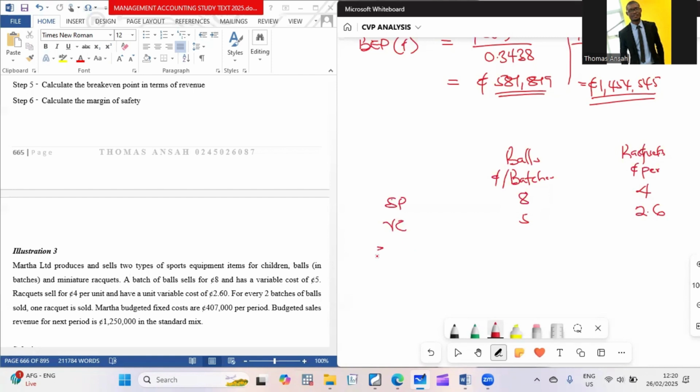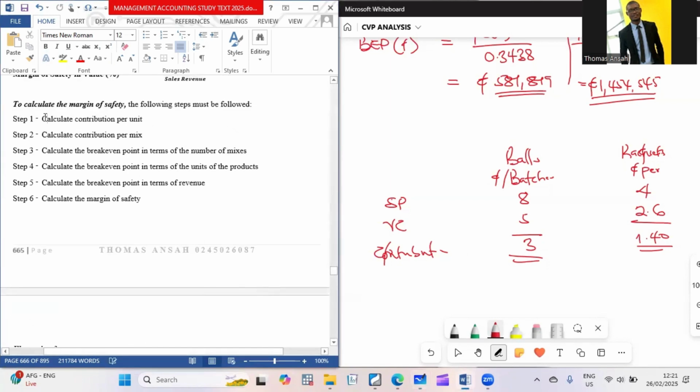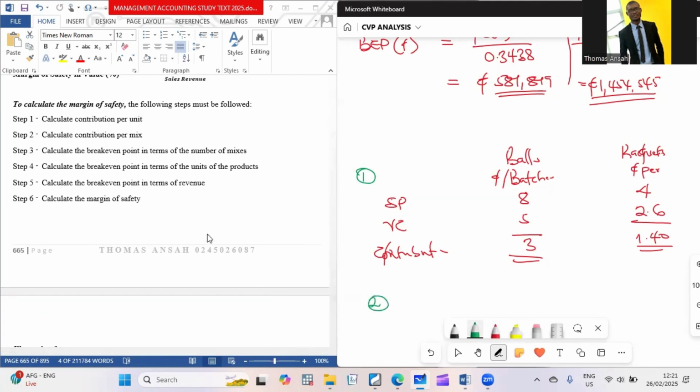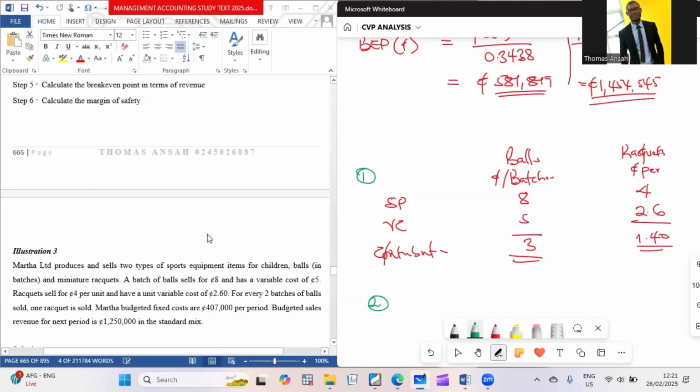You can do your contribution from here. So contribution per batch clearly is 3, right? Here will be 1.4. Is that not it? So that is what you have. The question goes on to say that once we said that step 1, calculate your contribution per unit, that is what we have done. Step 2 was to calculate the contribution per mix. All right, contribution per mix. So how do you do contribution per mix?